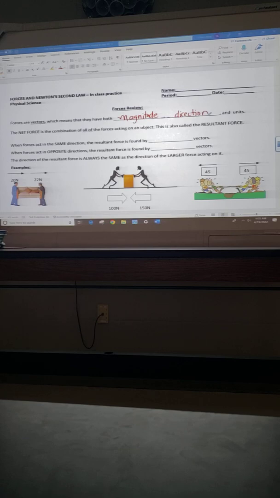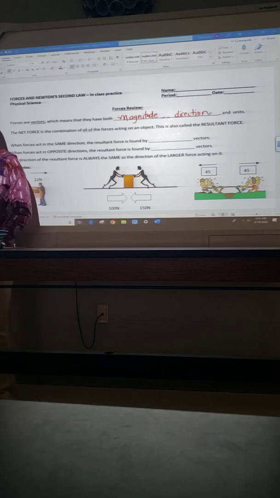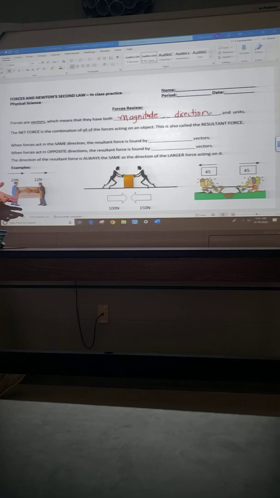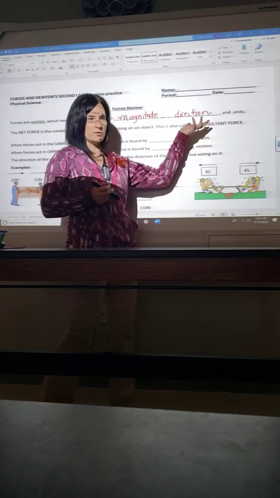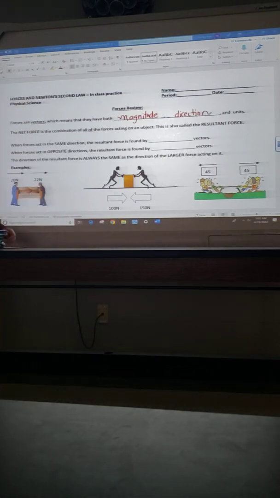Okay, so it says the net force is going to be the combination of all the forces. This is like when we talked about our force diagrams. We looked at the forces in every direction and what was happening. What we're left with is called the resultant force or the net force. It kind of goes by the same name.